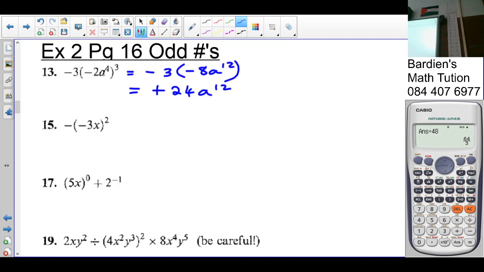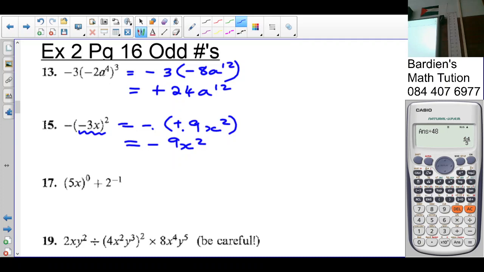The next one. What must be done first? The bracket. So it's negative into. Negative squared will always be positive. 3 squared? 9x squared. What's negative times positive? Negative 9. Okay. Any confusion here? No?